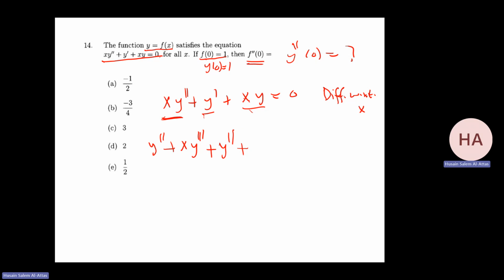Derivative of the first one times y. So this is plus y plus x y prime. That should equal 0. So what I will do now, substitute at 0.